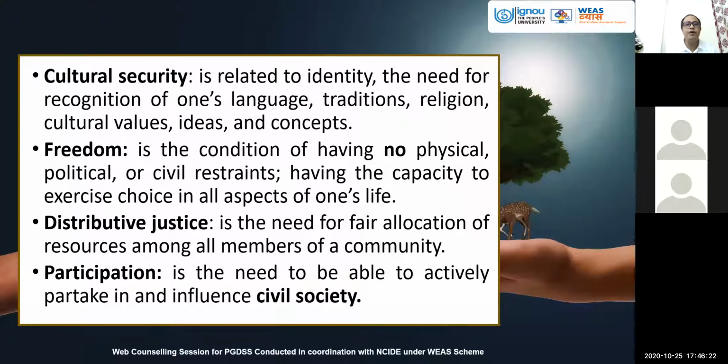From a pluralism point of view, another is participation, because humans are social animals, so we need participation: the need to be able to actively partake in and influence civil society.